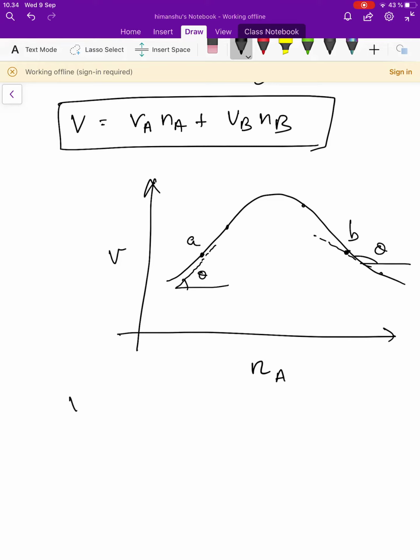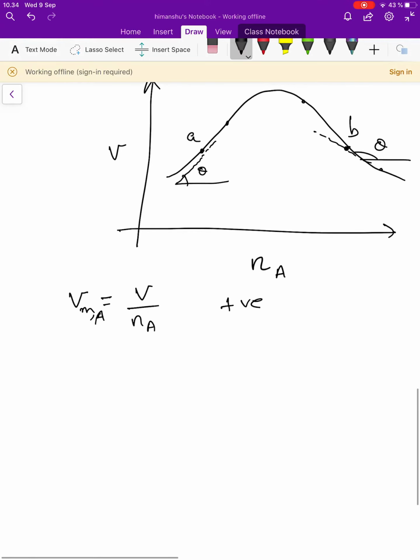So the molar volume, which is simply equal to the total volume divided by the number of moles of A, is always a positive quantity, but the partial molar volume can be a negative quantity.